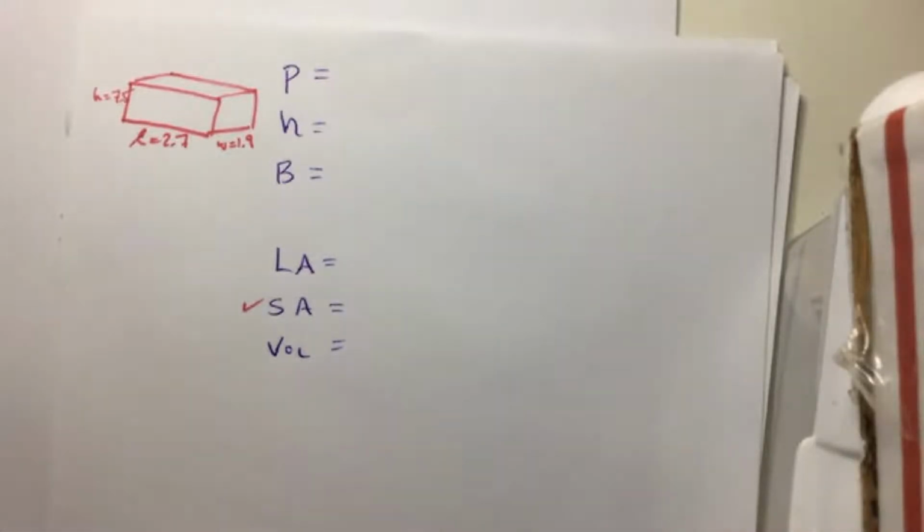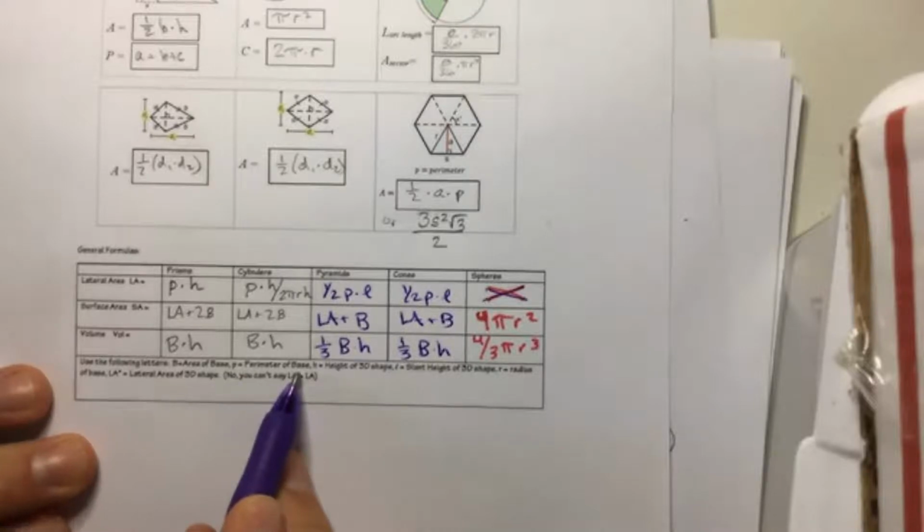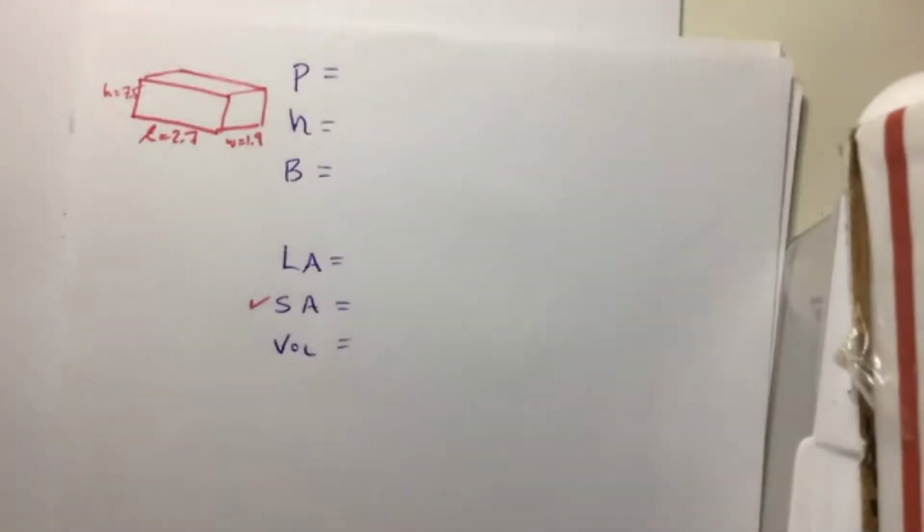If you're unsure, the notes page that I suggested you have out has these described. It says P equals the perimeter of the base. It's all about the base. So this is what it said my base is. So if I want the perimeter, I've got to go around the outside of my base.